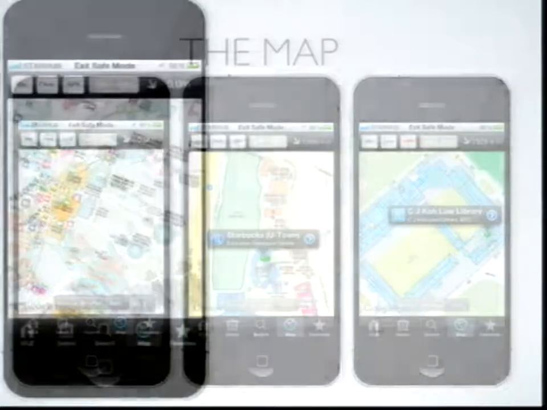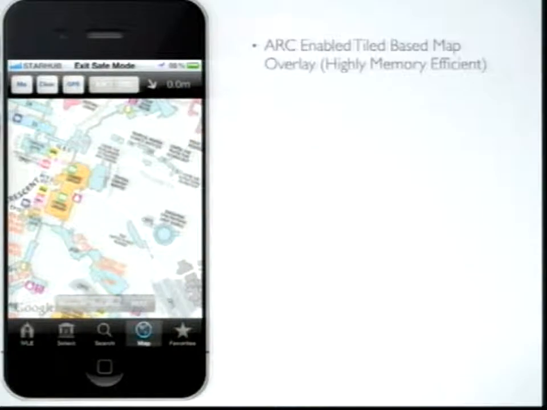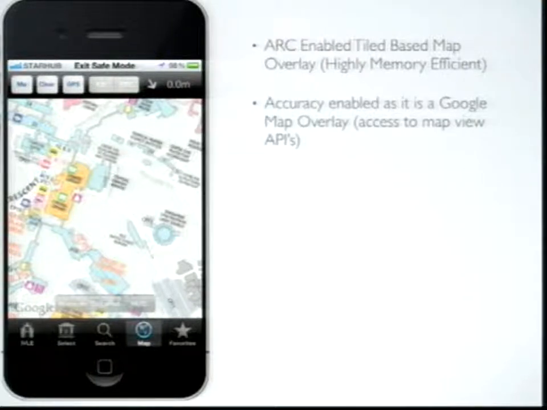So yeah, let me just explain a few features. As I mentioned earlier, it's an ARC-enabled tile-based map overlay. It's very memory efficient. Let's say I close out the app, and I open it back up again. Let's say if I ran out of memory, the tiles would have been loaded out, and then they will load back in again very quickly. Next up, accuracy is enabled because it's a Google Map overlay. And I have access to the Map View API, such as the annotations, etc.